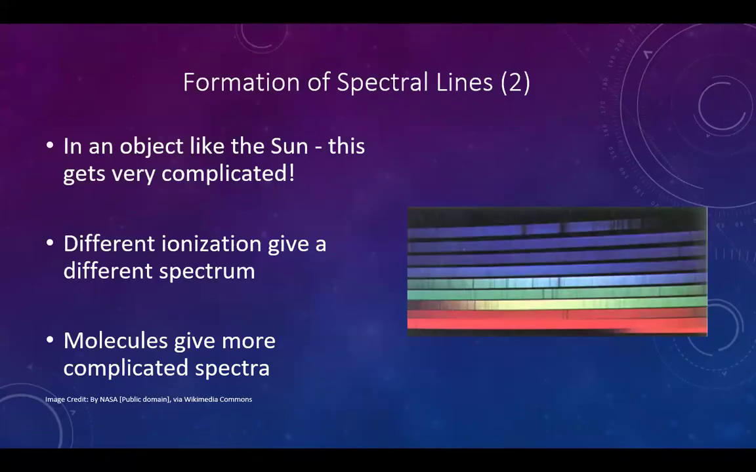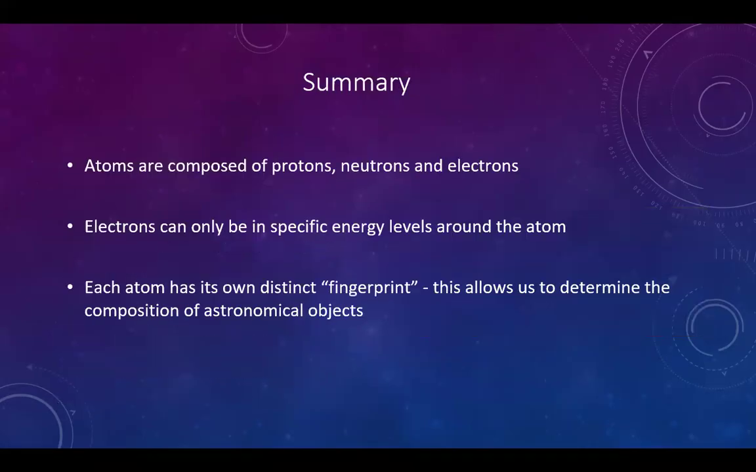In an object like the sun, this gets very complicated. Different ionizations give different spectrums, and molecules give more complicated spectrums. So the solar spectrum is very complex, but we can find every element we can find on Earth in the spectrum of the sun. Including some that we couldn't find on Earth, like helium, which was first discovered in the spectrum of the sun. Which is why it's called helium, after Helios, the sun.